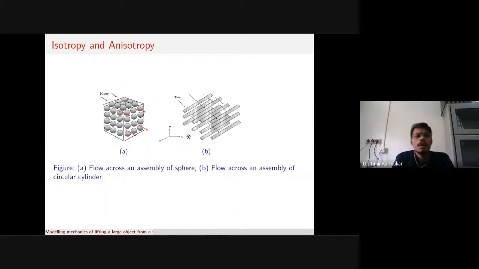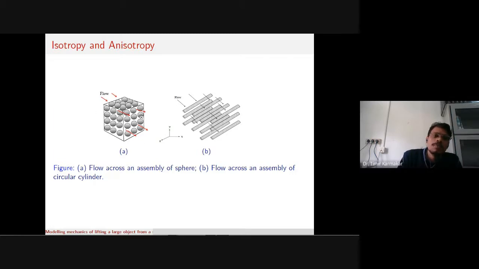So now this is one example. Suppose we take a cube and fill it with spherical balls. You can see that there will be gaps, and fluid can penetrate through these gaps. In this case, fluid can pass through these gaps with equal ease in all directions, so it is independent of direction. So this can be considered an isotropic porous media.